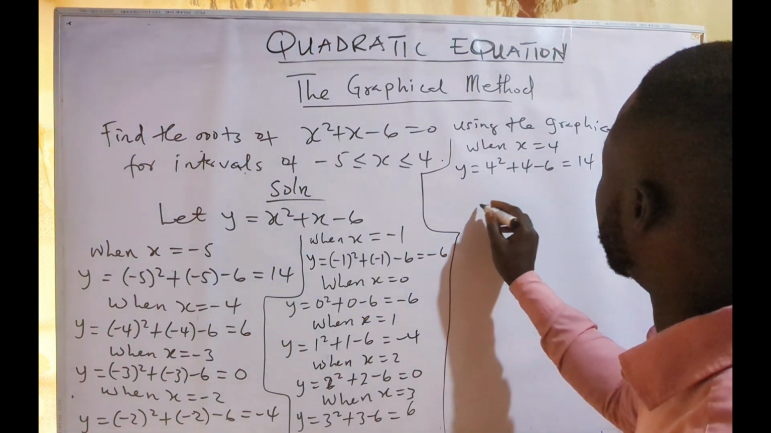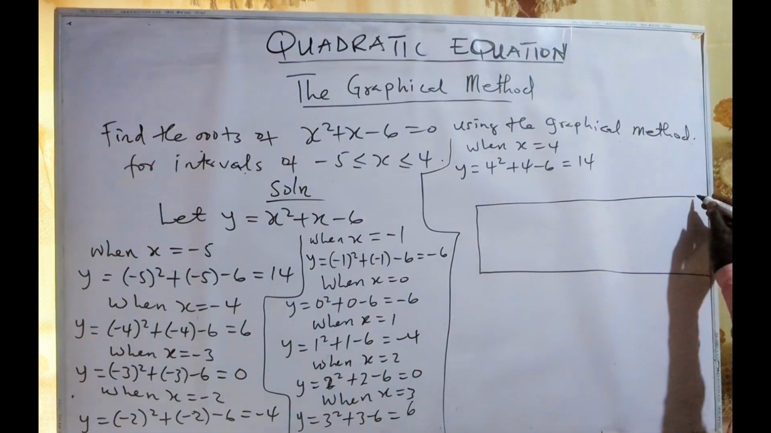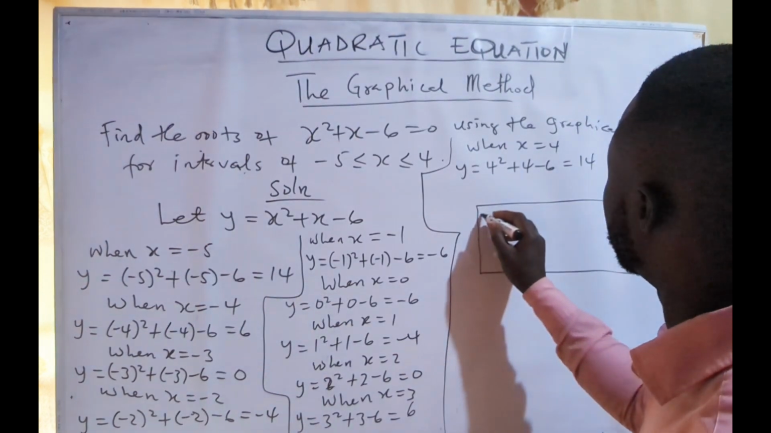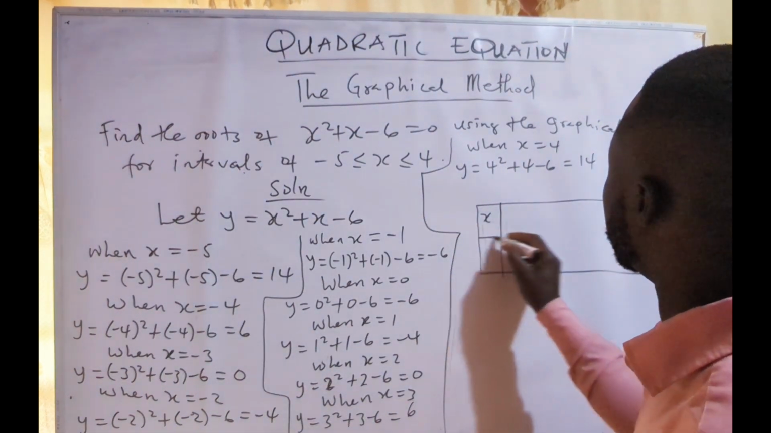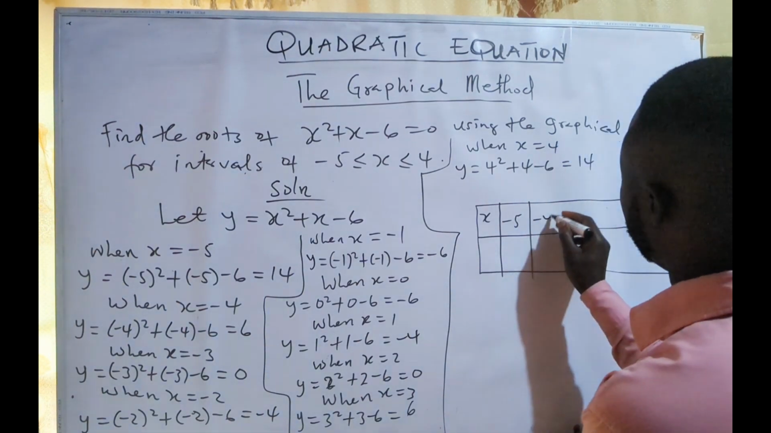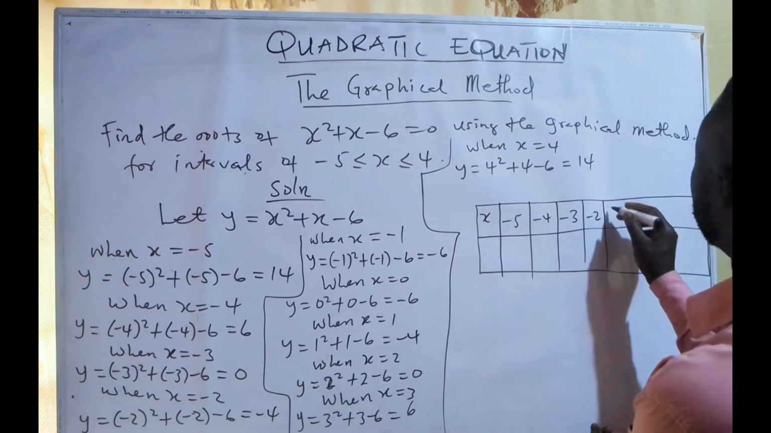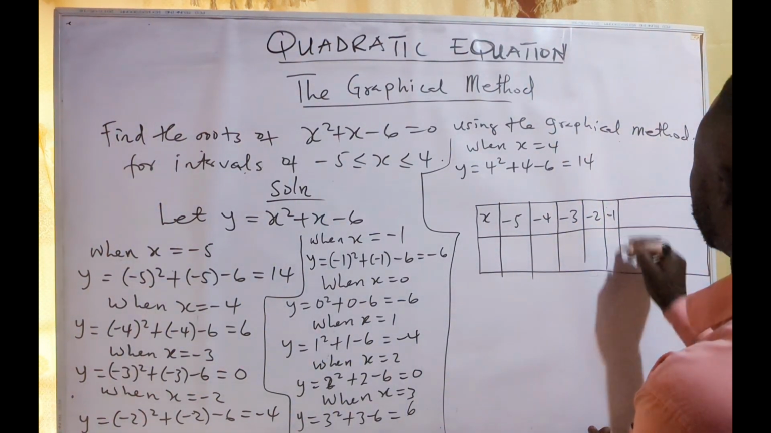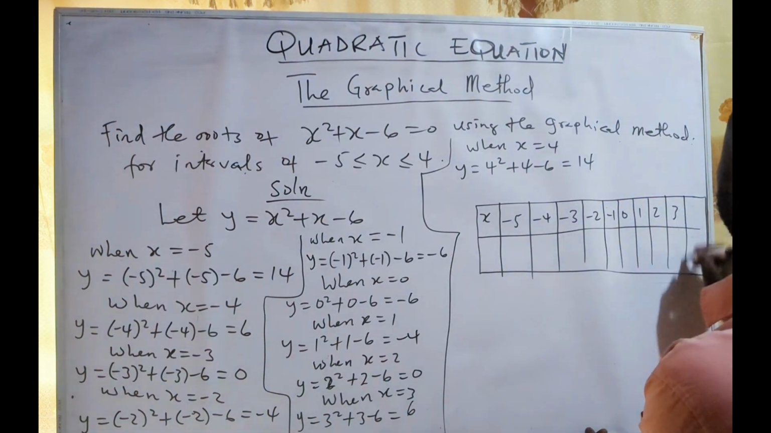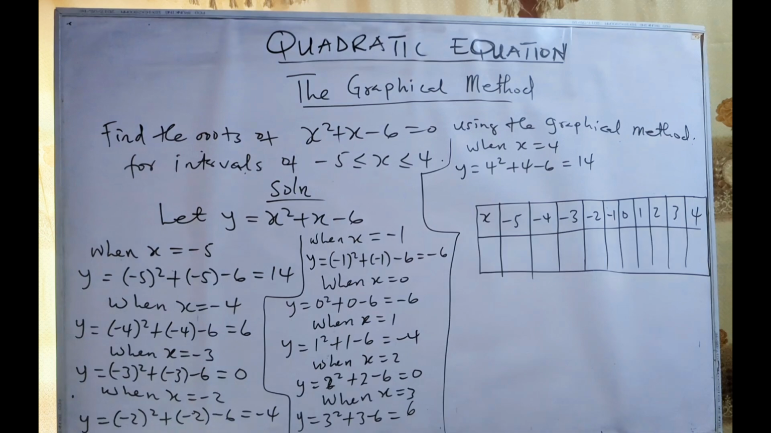So let me draw a table so that we can put our x and y on it, and then we'll have a space to draw a graph. So our x value started from where? -5, -4, -3, -2, -1, 0, 1, 2, 3, and 4. So that is where our x value started from.